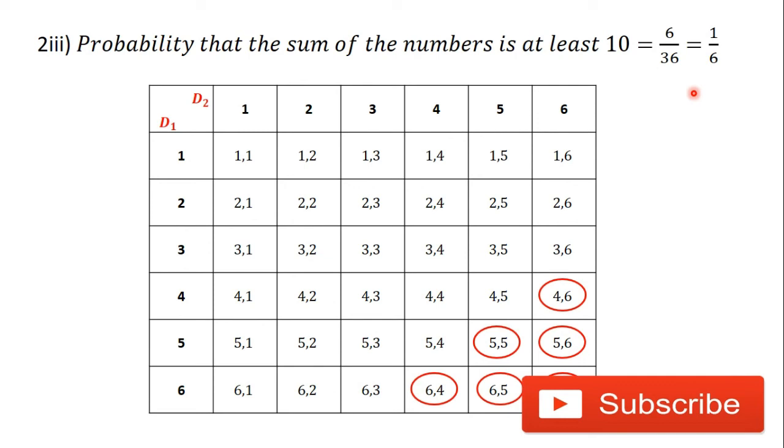In the next video, we are going to solve another question on finding the probability of an event after rolling a die and tossing a coin together.